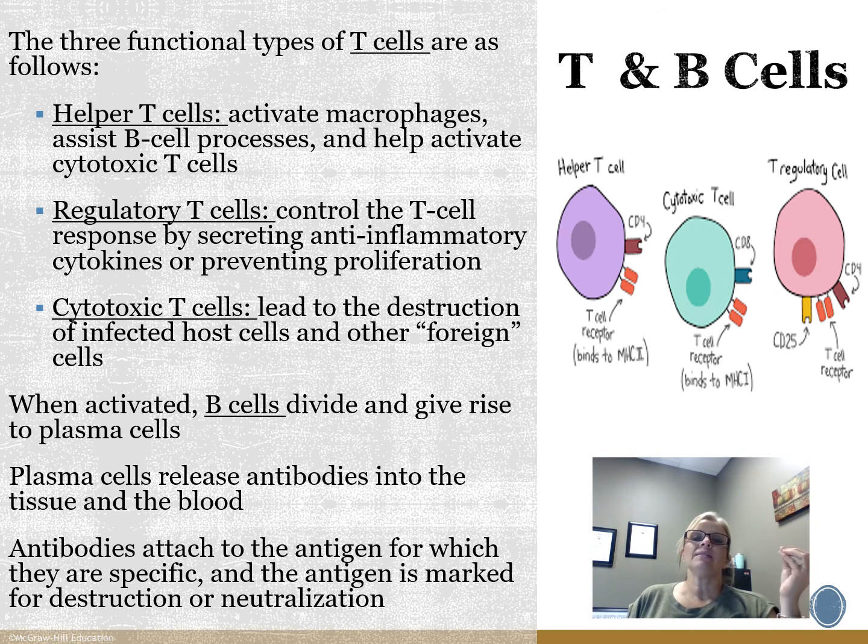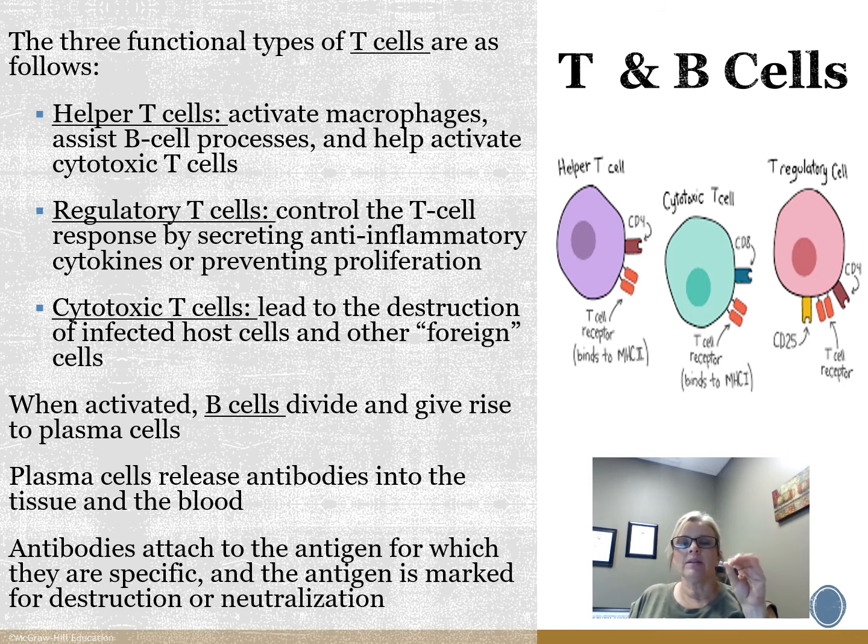T cells secrete cytokines in order to help destroy pathogens, but they don't produce antibodies, okay? So, very important point there that T cells do not produce antibodies. When activated, B cells divide and give rise to plasma cells. Plasma cells then release or secrete antibodies, okay?